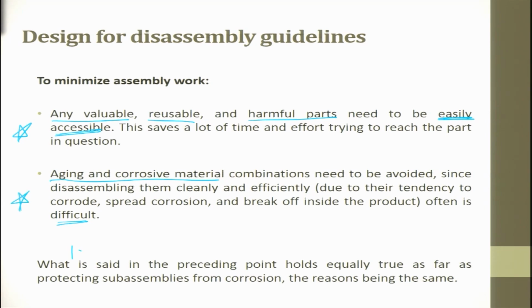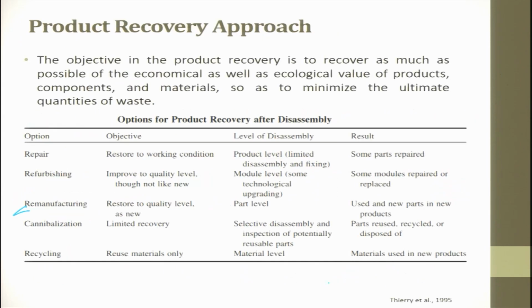When we talk about assembling, we should also think of product architecture. Product architecture means placing of the sub-assemblies at spaces such that they can be accessed and replaced very fast. What is said in the preceding point holds equally true as far as protecting sub-assemblies from corrosion, the reasons being the same.